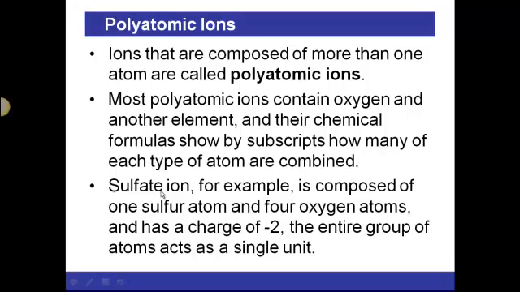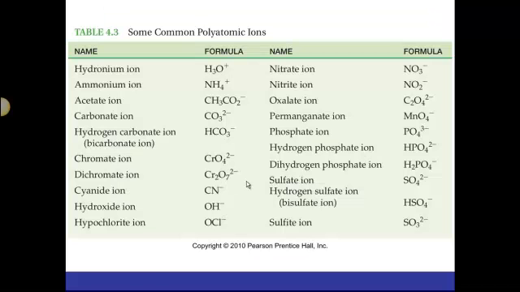For example, the sulfate ion is composed of one sulfur atom and 4 oxygen atoms, and this molecule has a charge of -2. So the entire group of atoms acts as a single unit or a single ion when we're thinking about its use in ionic bonding. So polyatomic ions all move together.